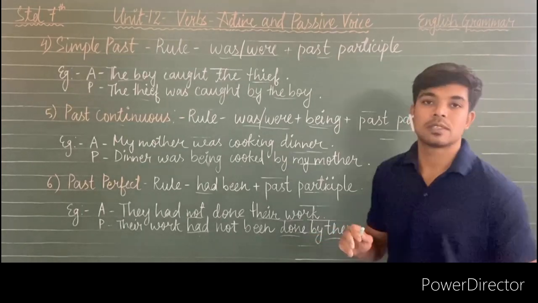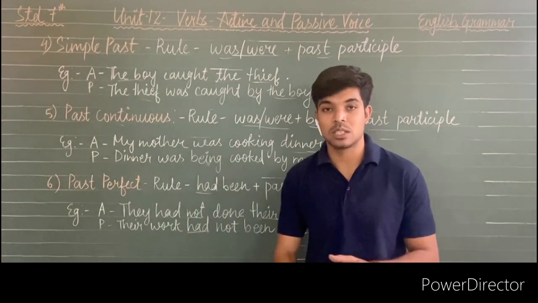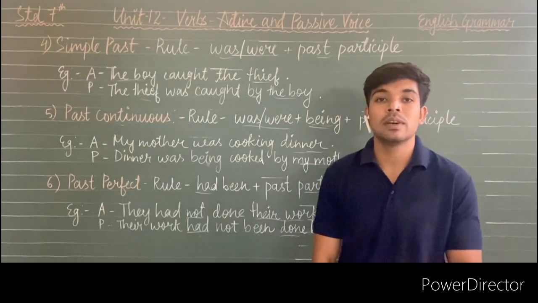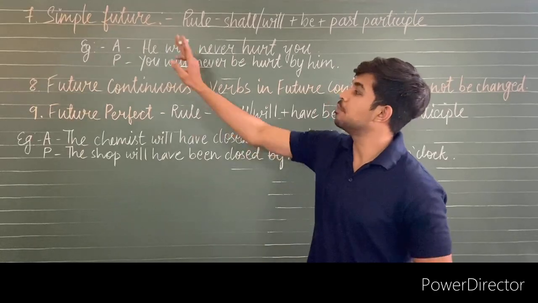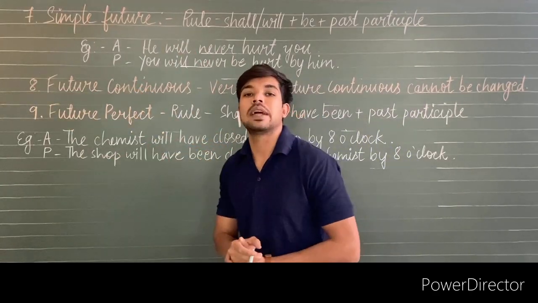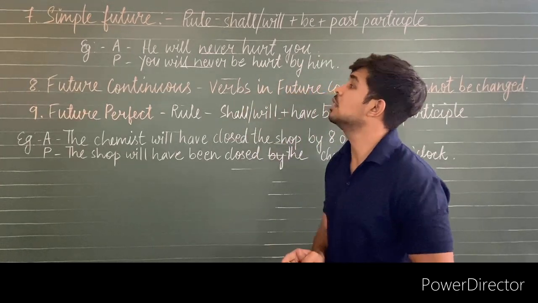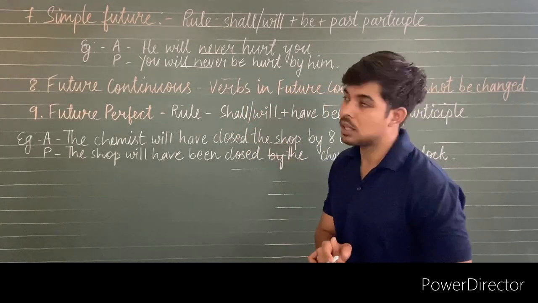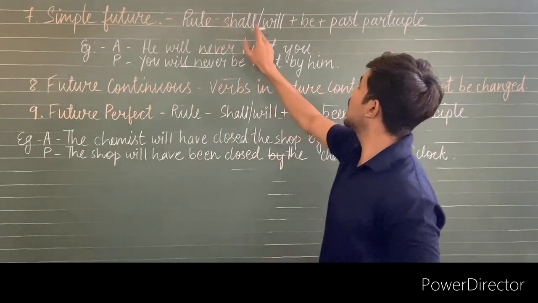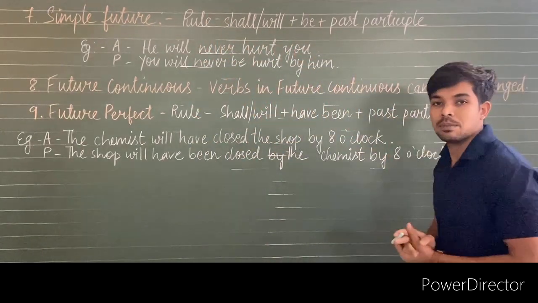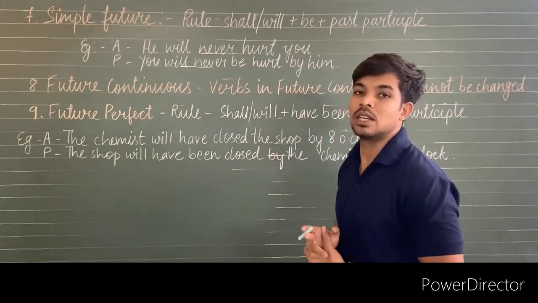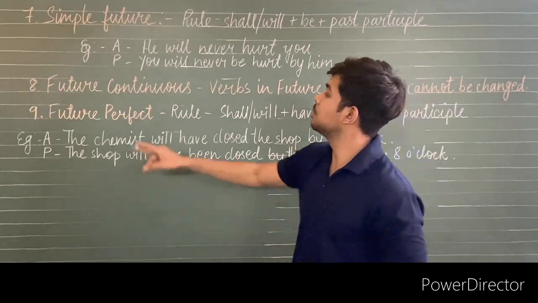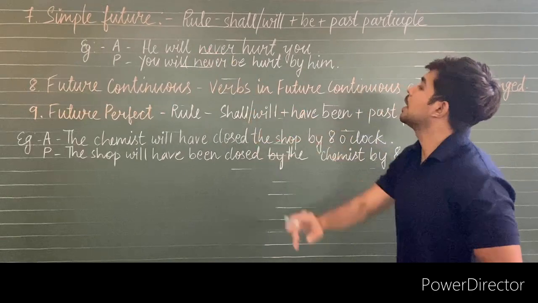by them. So this was the past tense. Now we are going to move towards our next, future tense. So now we are going to discuss the simple future, future continuous and future perfect tenses. So how do we convert the simple future tense into a passive voice? The simple rule is shall/will plus be plus past participle. If we add this in a sentence of simple future to convert it into a passive voice, we can do it easily. For example, the active voice is: he will never hurt you.